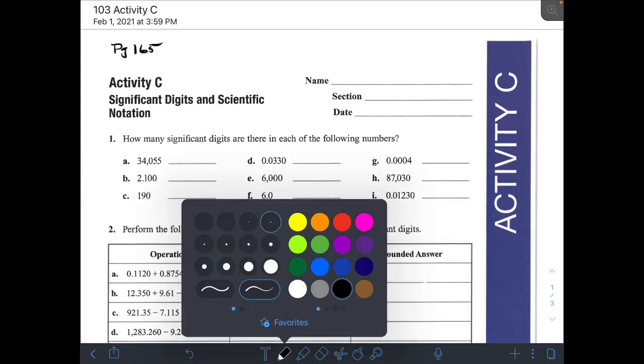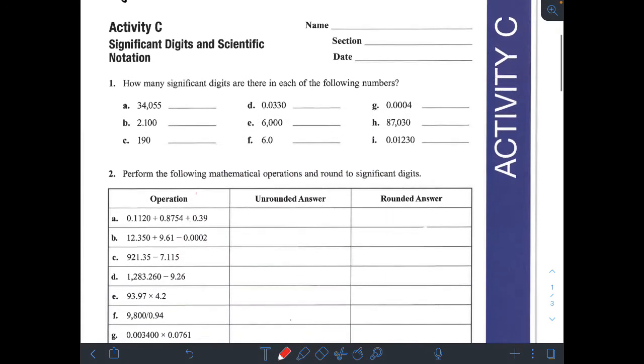All right, so I'm gonna switch to red here, and let's talk about some of the things that you'll be doing with Activity C. So it's all about significant digits and scientific notation. So with question 1, all it wants to know is how many significant digits there are. Okay, so you're going to count the number of sig figs in each of these numbers. Now I'm going to arbitrarily tell you for this whole assignment to disregard trailing zeros without a decimal place. So for example, 6,000 here with no decimal place, treat that as one sig fig.